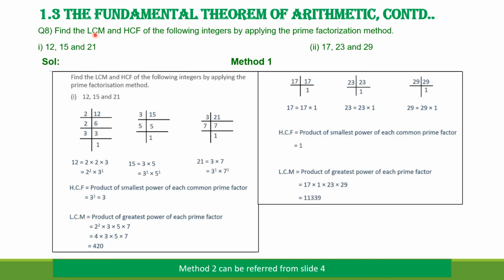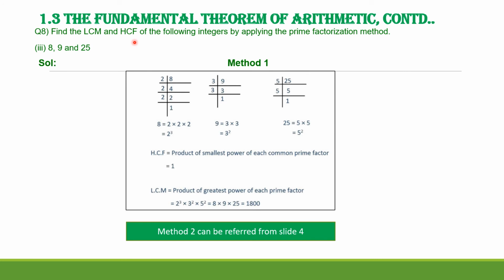In question number 8, we need to find the LCM and HCF of again two sets of integers, which are 12, 15, 21 and 17, 23, 29. We will apply method 3 here. For method 2, you can go back to slide 4 and refer. Exactly the same way, for 12, 15, 21 we have found the HCF as 3 and the LCM equal to 420. And for 17, 23 and 29, again the HCF is 1 and the LCM is equal to 11339. Let's go to the next slide.